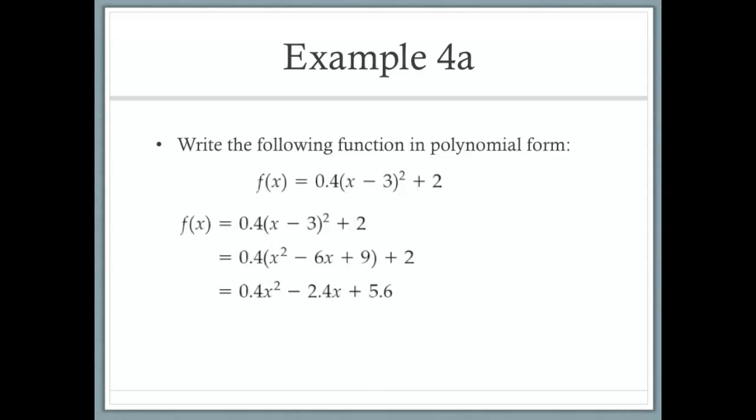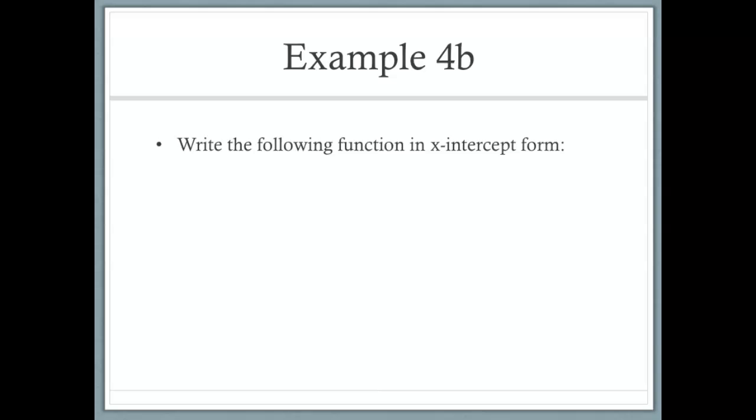All right, for our next example, we have this 3x squared minus 3.9x minus 43.2. Now we're going to get this into x-intercept form. So we said that to get something into x-intercept form, we're going to first factor out the leading coefficient, and then we'll have to either factor or use the quadratic formula to find the x-intercepts.